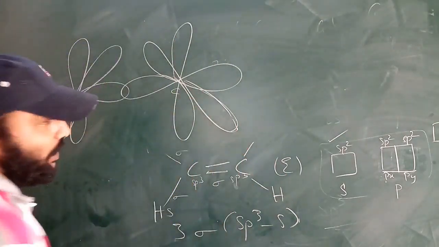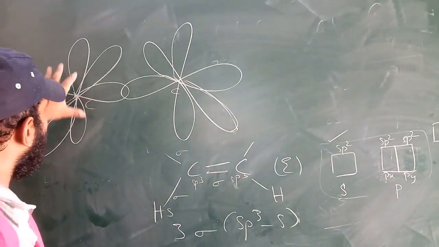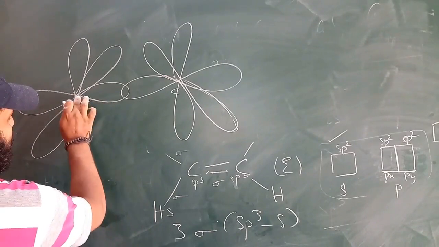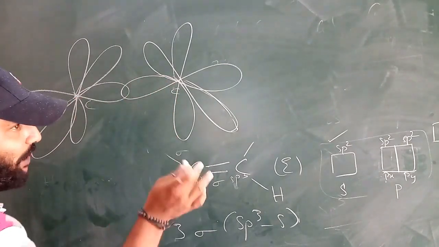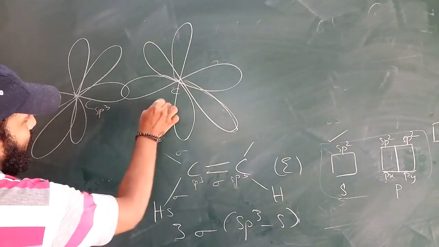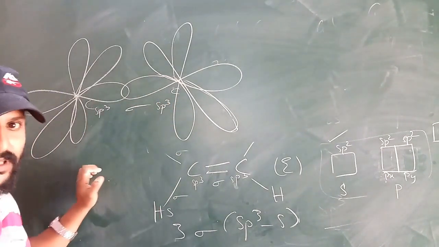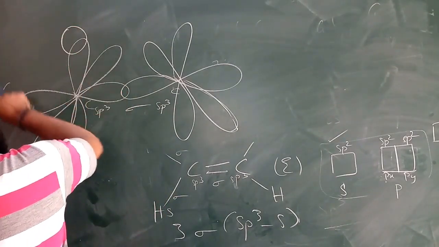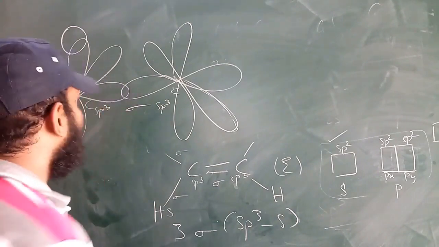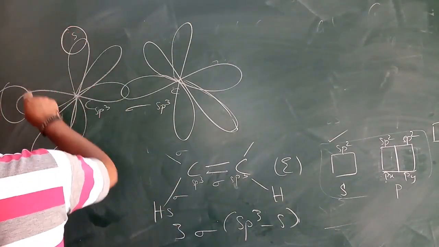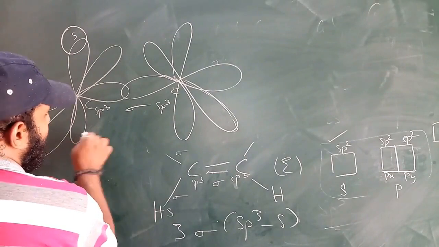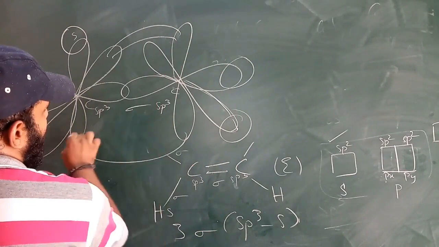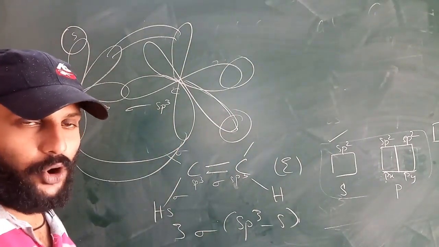This is our carbon, this is our carbon. This is the sp2 hybridized orbital. One sp2 orbital of a carbon atom will make a bond with the sp2 orbital of the other carbon, which is called an sp2 sigma bond. Here one hydrogen atom, here one hydrogen atom, and here also one hydrogen atom each. What is left behind will make a lateral bonding.